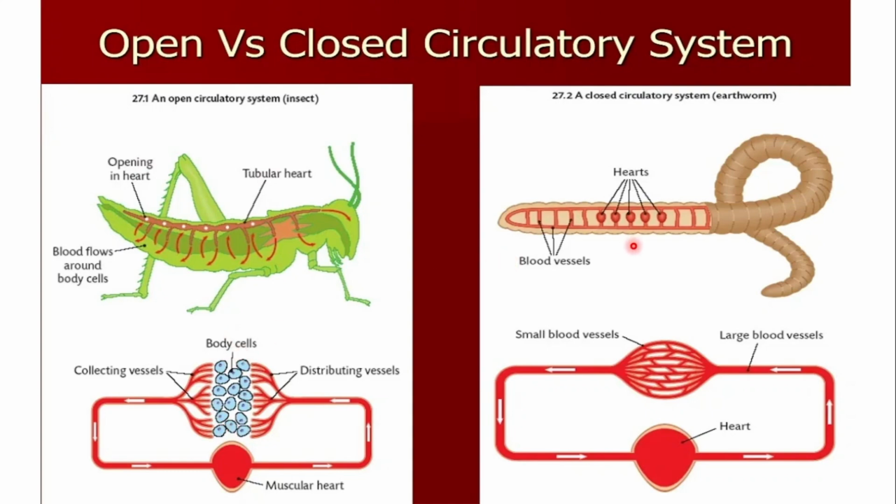Not so for a closed circulatory system. For a closed circulatory system, the blood stays within the blood vessels. It doesn't come out into the cell. But you still have the transfer of nutrients, you still have the transfer of oxygen and carbon dioxide, but the blood itself is not going to come out of the blood vessel and go into the cell, right?